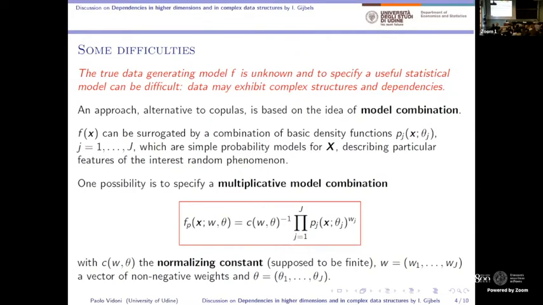One way to combine these component densities is by means of this kind of multiplicative model combination. This is one possibility. It has some advantages that I have no time to discuss here. In this case, we have to compute the normalizing constant, which is not easy in general. And we have to deal with the vector W, the vector of non-negative weights, and also with the vector theta, including all the unknown model parameters.